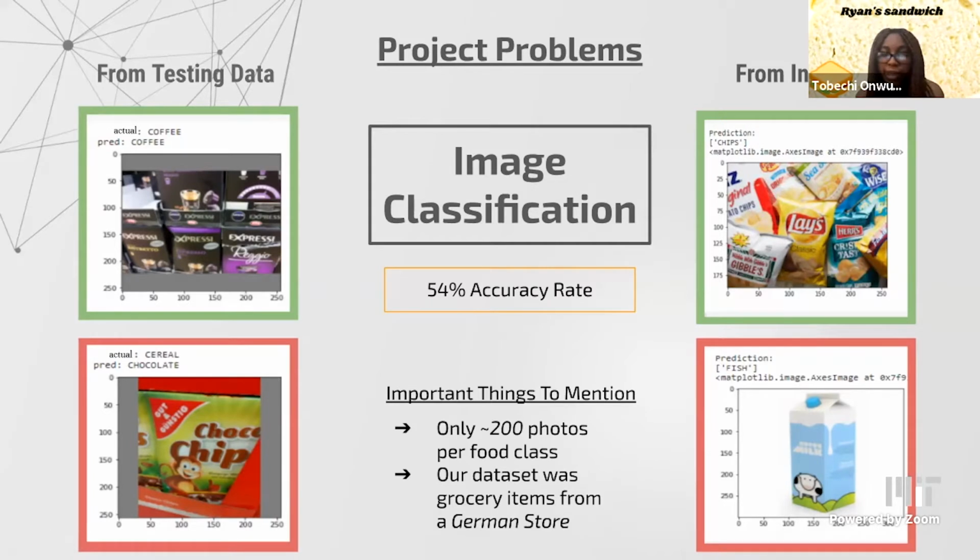We experienced some problems when classifying foods. Our accuracy, while far better than randomly guessing, was about 54% for new data. This may have occurred because we only had 200 images per class in our grocery dataset. The fact that our dataset was also composed of German products might have also been a problem.